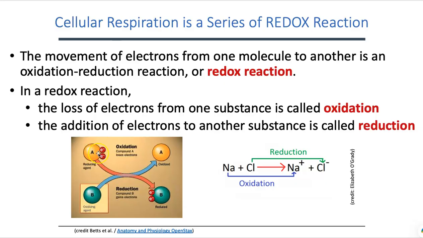So as we oxidize glucose, we're going to reduce oxygen. In other words, oxygen is going to accept the electrons. Glucose donates them, oxygen accepts them, and in the process, we're going to ultimately make the end product water.